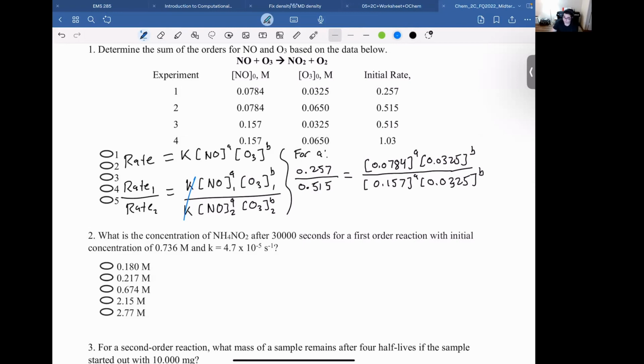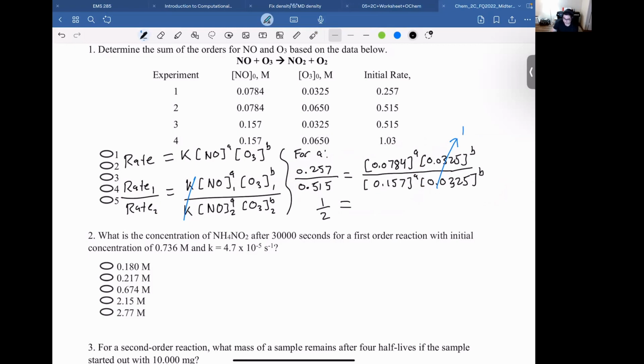And you'll notice, as we chose the experiments correctly, these are the same. Because they're the same, when you divide something by itself, you get 1. So then it just becomes this equation here. You're left with 0.257 divided by 0.515 is equal to that. You plug this into your calculator, this is about equal to 1/2.